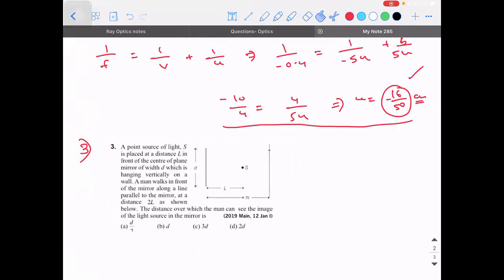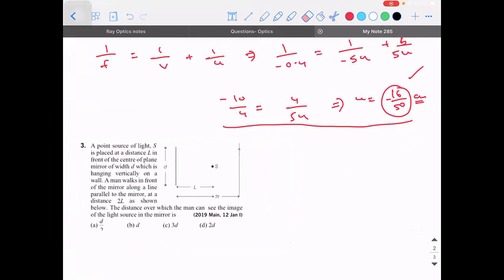So there is a point source of light S, which is placed at a distance L in front of a plane mirror of width D. So there is a plane mirror whose width is D, and there is a source which is kept at a distance L in front of the mirror, which is hanging vertically on the wall. A man walks in front of the mirror along a line parallel to the mirror at a distance 2L as shown. So there is a man who is walking in this direction.